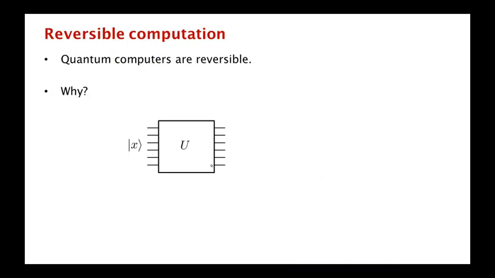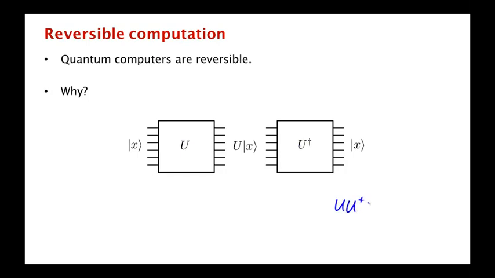So let's say you have a quantum circuit U. It takes as input the state x. So the output is U times x. Now I claim that there is some quantum circuit which undoes this, and on input U times x it'll output x. So what does this quantum circuit look like? It's just U dagger, right? U is unitary, and so we know that U times U dagger equals U dagger times U, which is the identity.